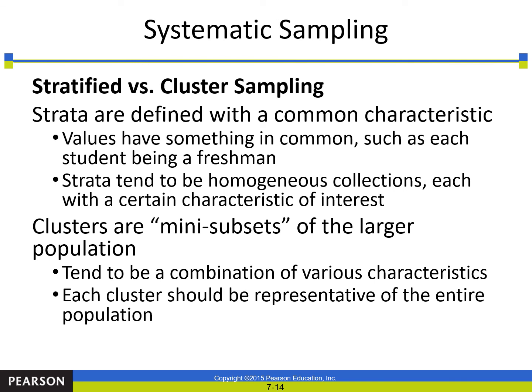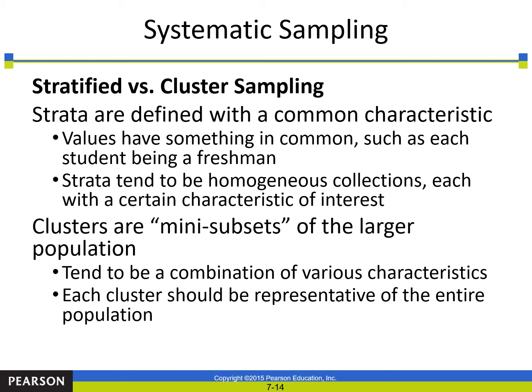Okay, so here's how we're going to explore the differences. Strata are defined with common characteristics. Okay, so values have something in common, such as students being in a freshman class, right? Strata tend to be homogeneous. Homo means the same, right? Very similar collection within that strata.